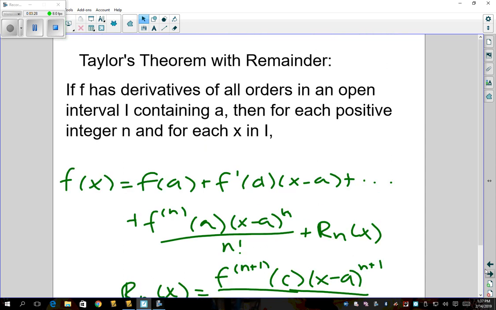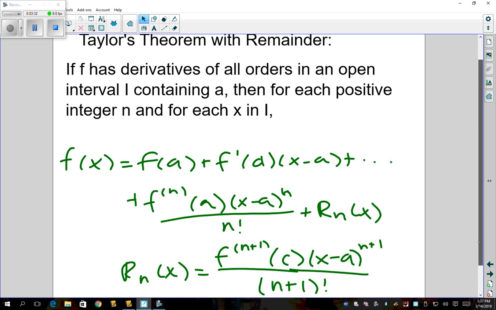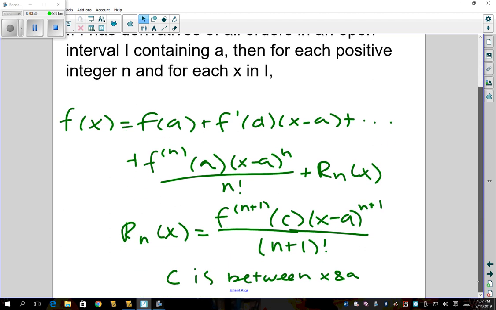So we have this remainder. And Taylor's theorem with the remainder is basically what I just said in this slide: that this is the n plus 1th derivative, where c is between x and a. And again, this remainder tells us, not exactly, but about how accurate our series is to our actual function.